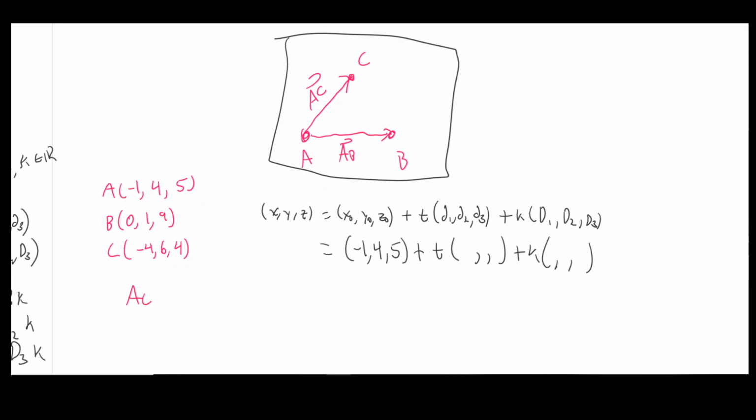So AC is going to be C, take away A, so that's going to be -3, to -1, something like that. And AB is going to be B, take away A, that's going to be 1, -3, 4, I believe. So I'm going to fill those in as my two direction vectors.